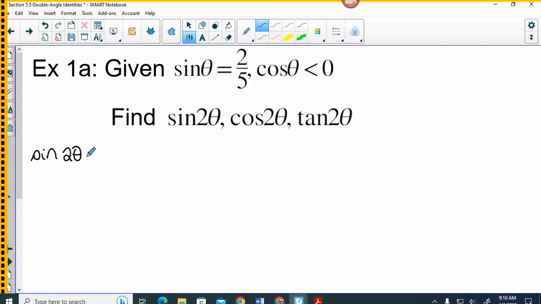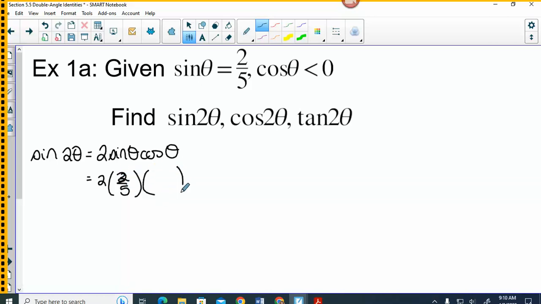What is the formula for sine 2 theta? Look at your flip charts. What is that one equal to? 2 sine a cosine a. So this is 2 sine theta cosine theta. All right, so if I'm trying to figure this out, we're on the right track. We already know sine is 2/5, but I don't know cosine. So I have to figure that value out.